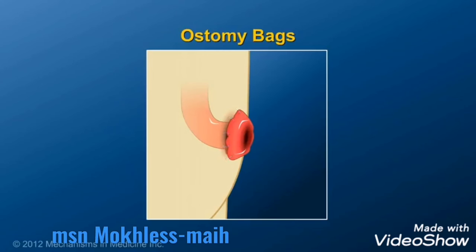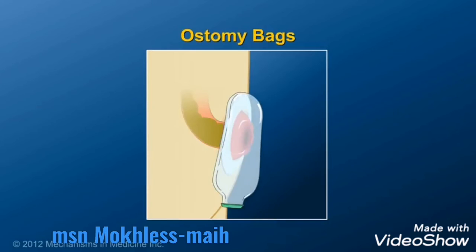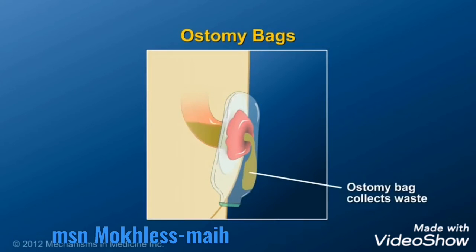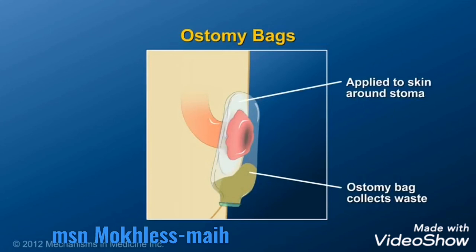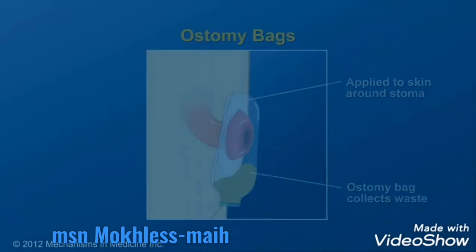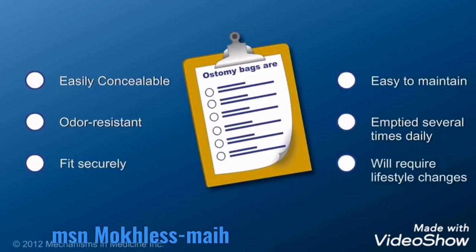A stoma connects with a bag on the outside to collect the waste around the stoma. Ostomy bags are designed to be easily concealable under clothing, odor-resistant, and fit securely to prevent leaks. They are easy to remove and replace, and easy to empty several times per day.